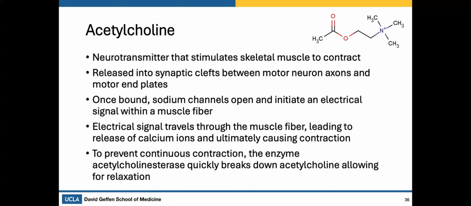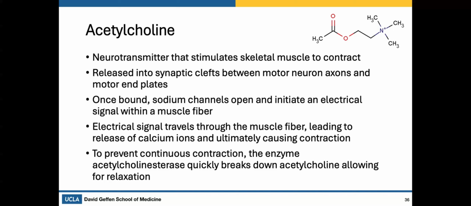This electrical signal then travels through the muscle fiber, leading to the release of calcium ions, which ultimately causes the muscle to contract. To prevent those muscles from continuous contraction, an enzyme known as acetylcholinesterase quickly breaks down that neurotransmitter, which is acetylcholine, in the synaptic cleft, which allows for that muscle to relax.